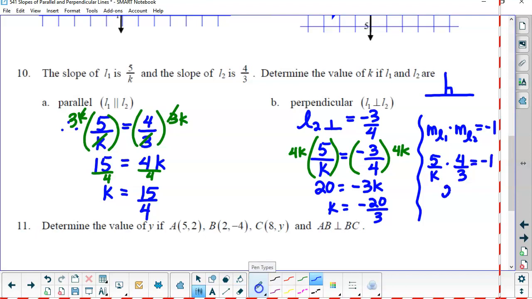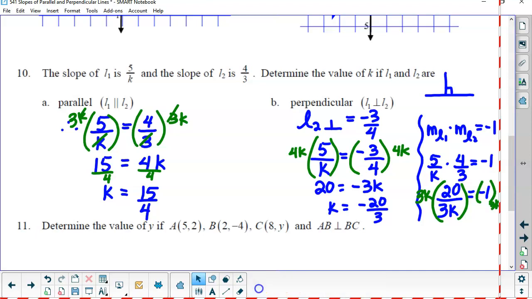So that's going to be 20/3k equals -1. If we solve that equation, we end up getting 20 equals -3k, so k equals -20/3. Same answer. So you decide whichever method you like better.